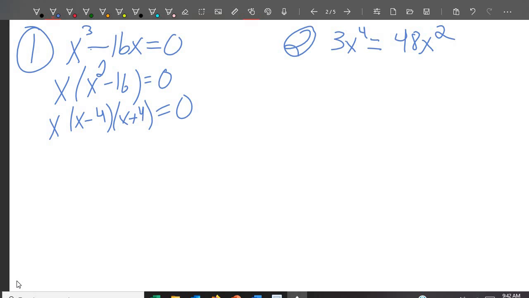Now, everything's factored, so we're going to set all the terms equal to 0. And don't forget, if there's an x term on the outside, that means x is automatically equal to 0. This one, when we solve for x, we're going to get x equals positive 4. When we solve for x, x will be negative 4. So these are my 3 answers.